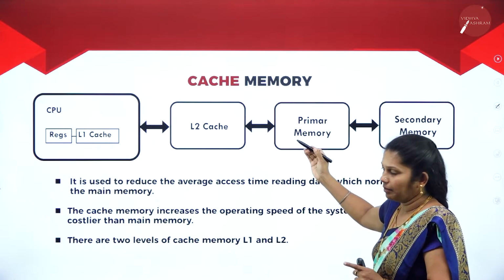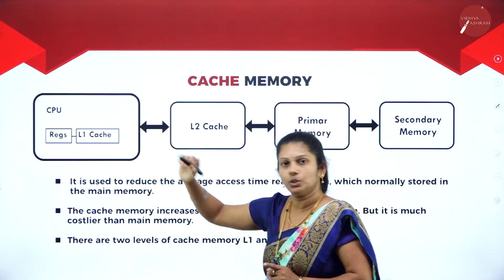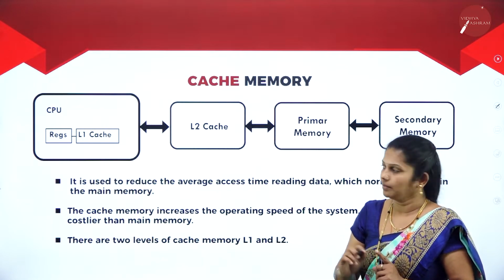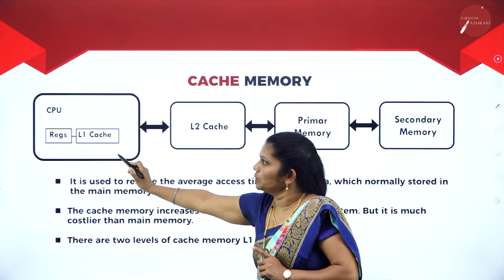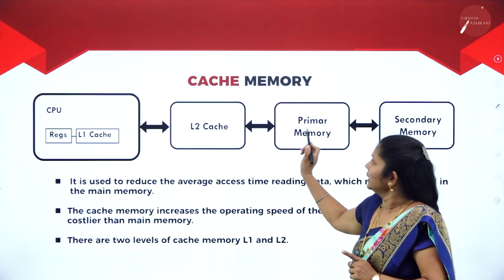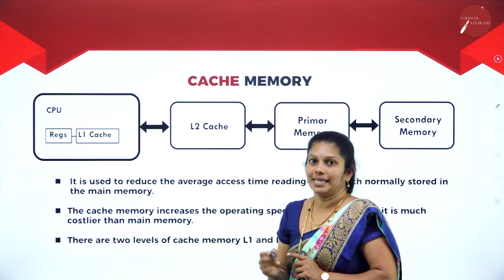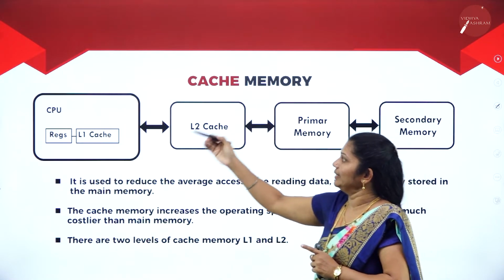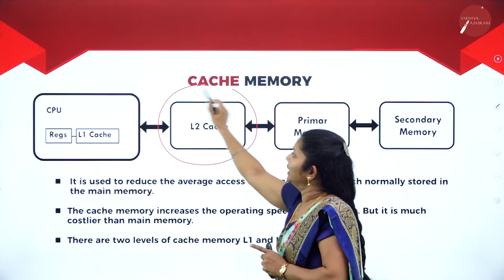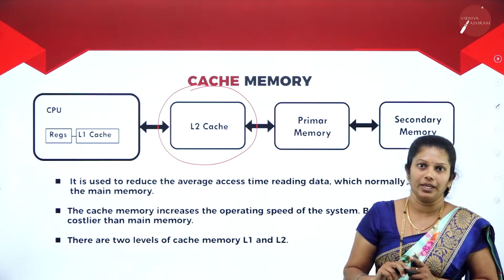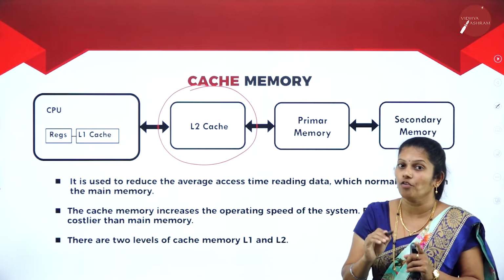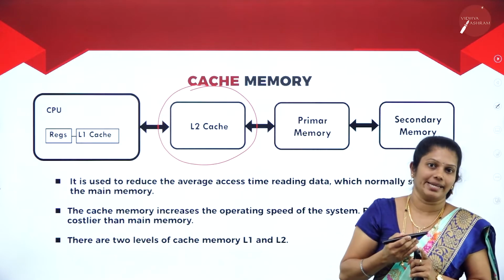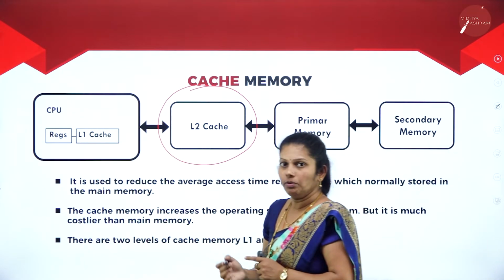Then from the primary memory, the data will transfer to the CPU for processing. What happens when the CPU sends a request? At that time, the primary memory will send the data. But while sending the data, a copy of the data will be stored in the cache memory. It stores a copy of the recent data which is transferred. Then the CPU will process.